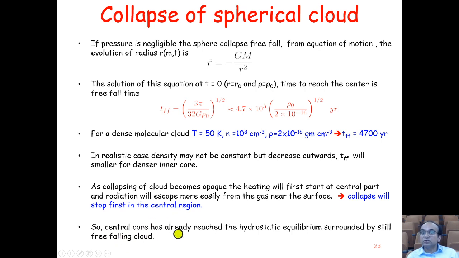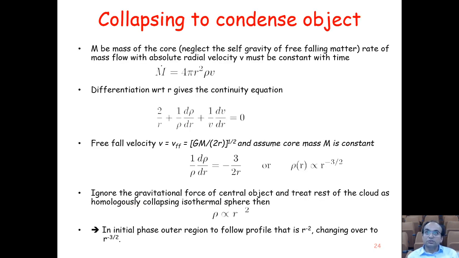So the central core has already reached hydrostatic equilibrium, surrounded by still free falling clouds. The core is in hydrostatic equilibrium. What I'm saying here is that gravity is now supported by the radiation pressure, but in the outer region the free fall is continuing. So how does the cloud collapse to a condensed object?